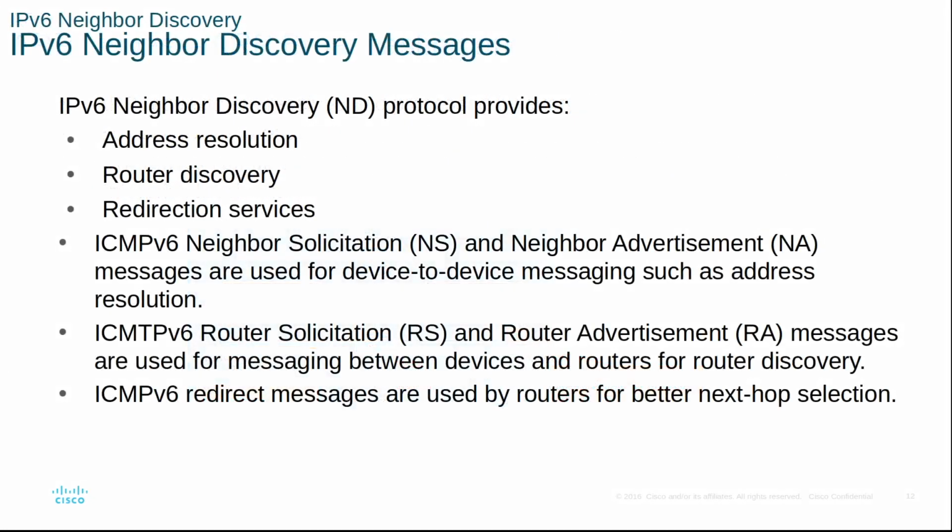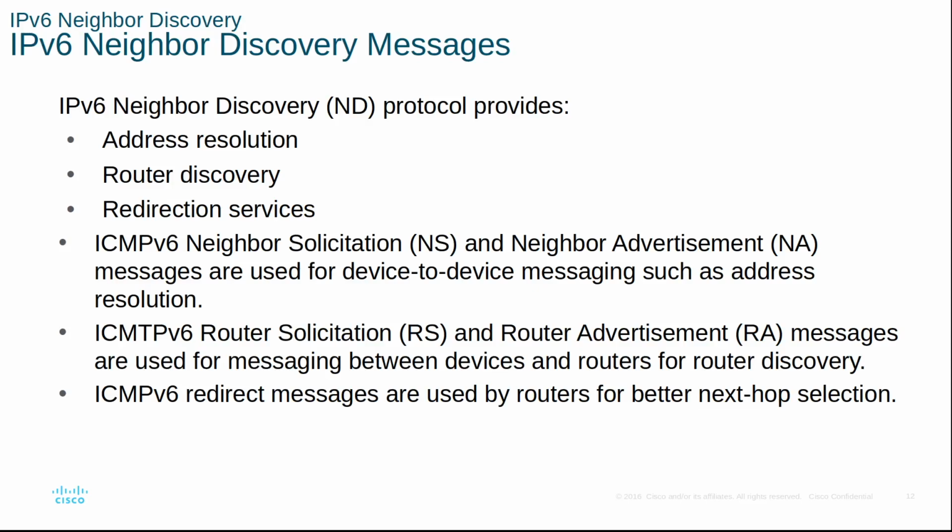Now, notice when we're talking about ARP, I was just talking about IPv4. It's because for IPv6, we don't use ARP. We use neighbor discovery instead. It's a little bit better. Neighbor discovery for IPv6 provides everything that ARP does, address resolution, as well as router discovery and redirection services.